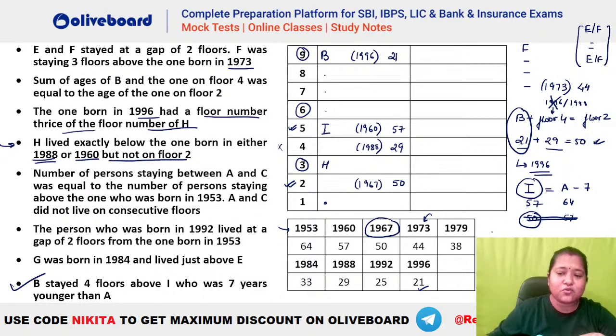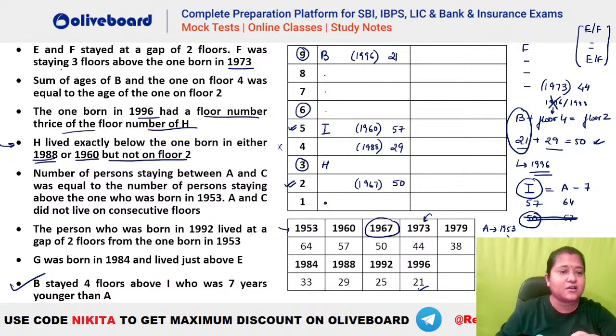So you can see, we know now that A has to be the one who is born in 1953. So A is 1953, who is 64 years old. Okay, let's see what else do we have here.